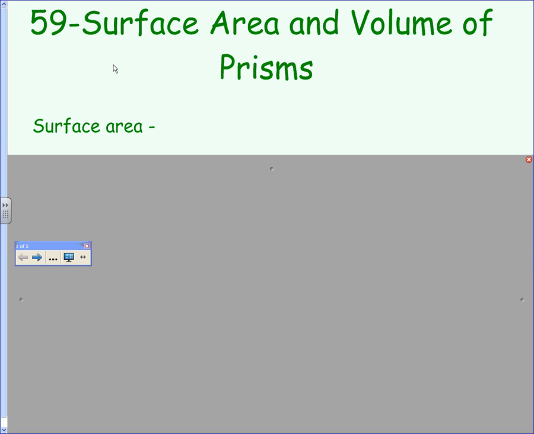Today we're looking at lesson 59, surface area and volume for prisms.